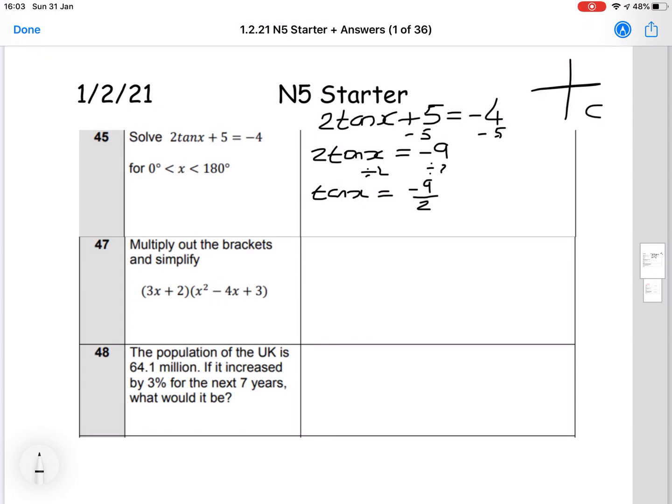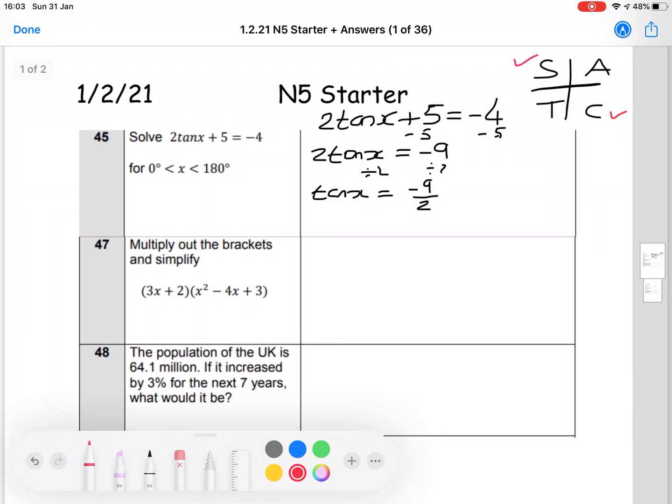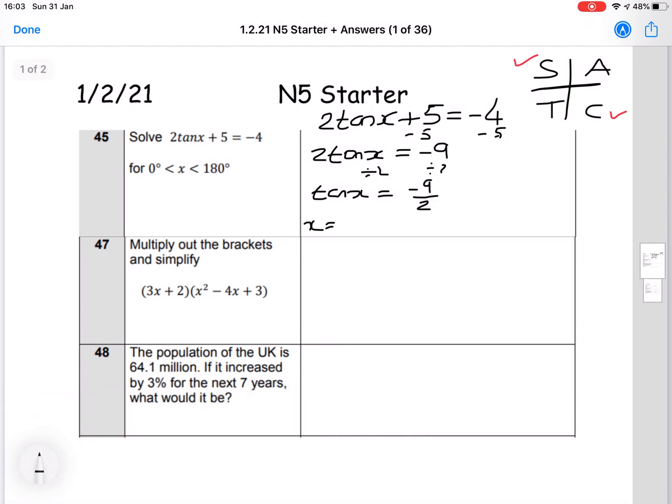So if we look at our CAST diagram, we have tan x equals a negative answer, -9/2. The two sections where tan is negative will be the C and the S sections, okay? So those are the two quadrants where we're going to have our answers. To get our related angle, we're going to do inverse tan of just the 9/2, so not the negative. So if we do inverse tan, so shift tan on your calculator of 9 divided by 2, we get 77.5 degrees. So then we would do our two answers.